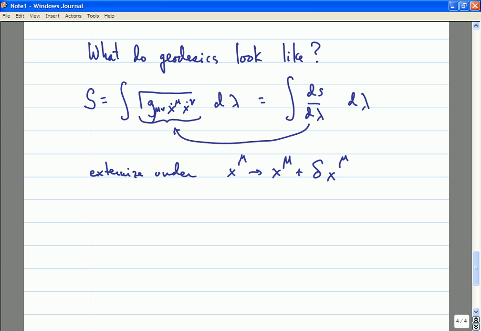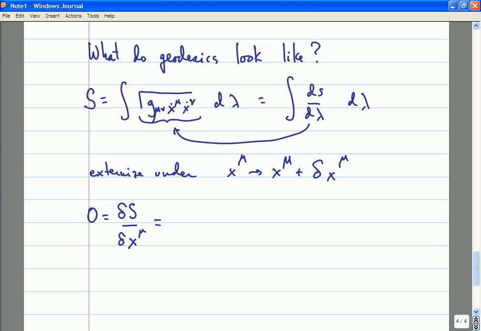Okay, so we need to write down the Euler-Lagrange equations. So the variation of S with respect to x mu will involve the sum of two terms. Now, okay, everyone take a deep breath. We're going to write down some equations here. Please feel free to stop me if I skip any steps which make this confusing.